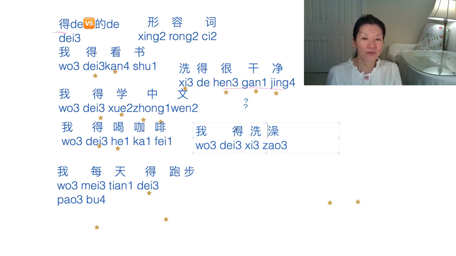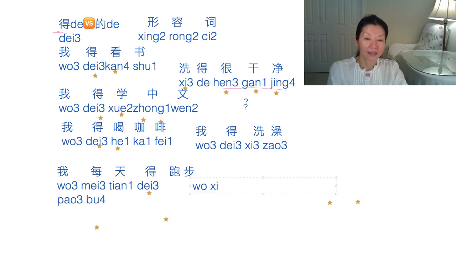It's a verb, okay? Must have to what? 洗澡, take a shower, okay? Then, I can say, 我, now you can say here. I want to type in here, okay? Let's look, it's nice, okay? 我洗澡, okay? Then, 洗得很干净.